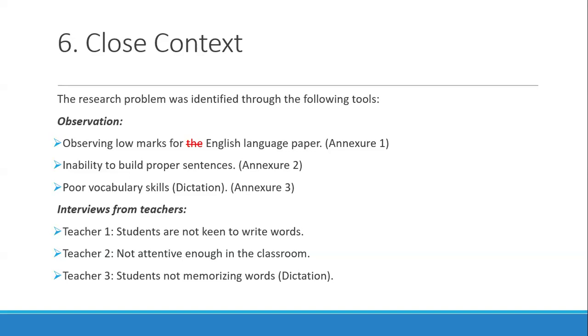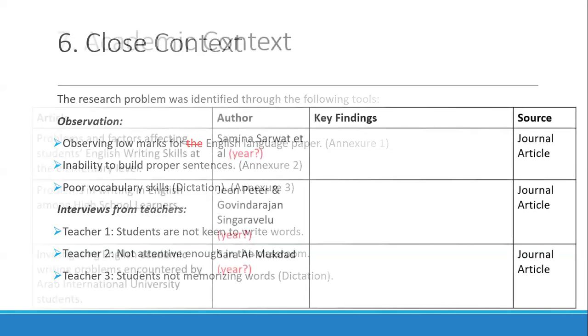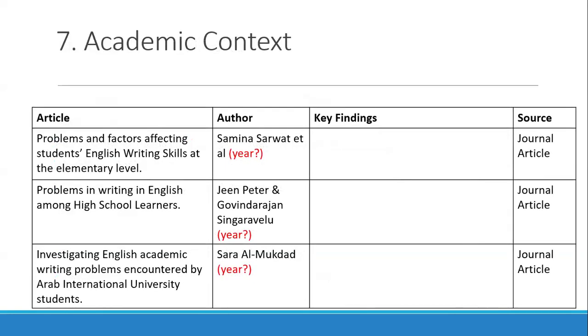Then interviews from teachers: teacher 1, teacher 2, teacher 3. Then the academic context, where I asked you to find at least 10 articles like this: article, author, key findings. So I gave you the structure. Accordingly, you can do that. We discussed it yesterday, so you can draw it in a grid.